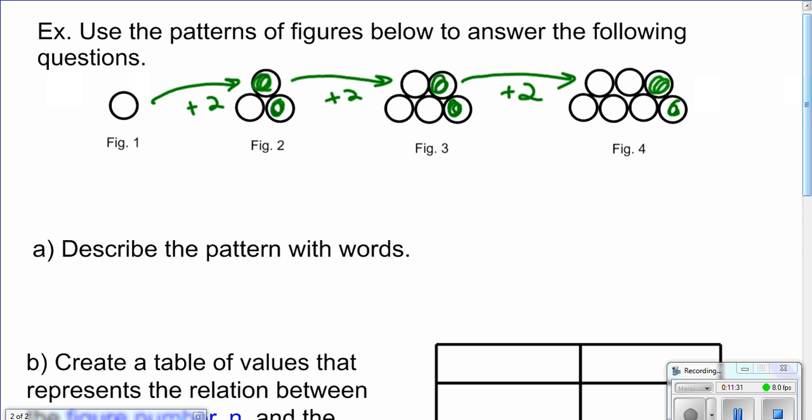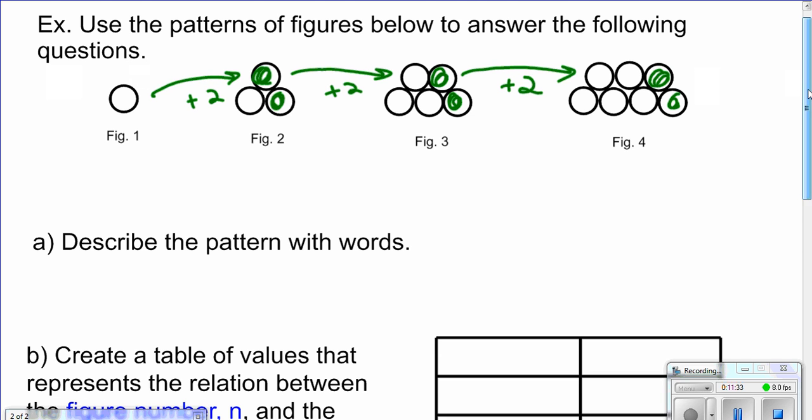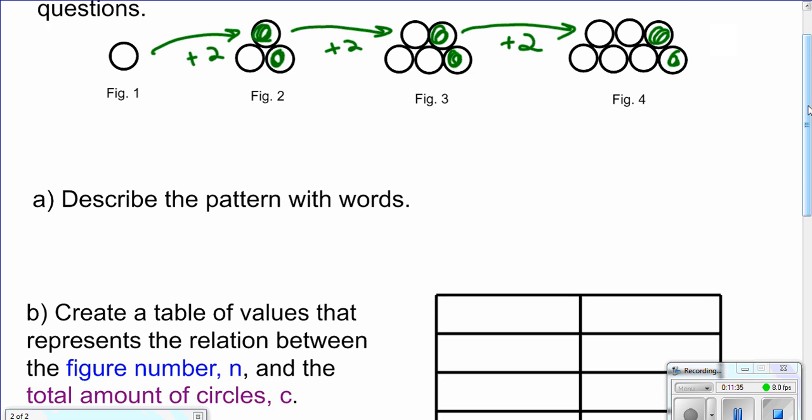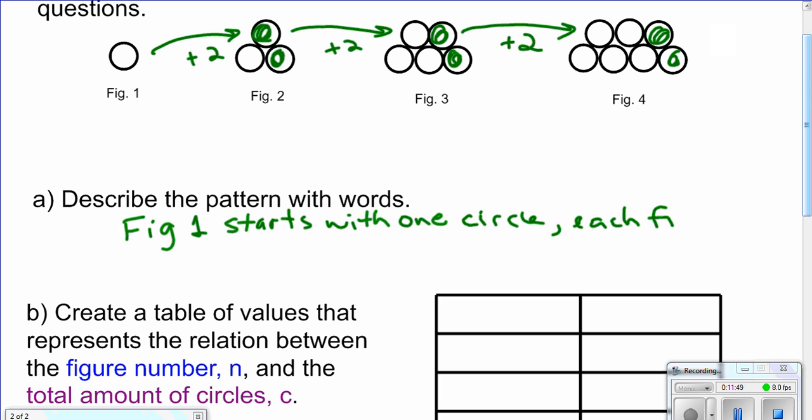Okay, so putting the pattern in words. Figure 1 starts with one circle, and each figure adds 2 more circles. This isn't the only way you could put it in words. There are other ways of phrasing it.